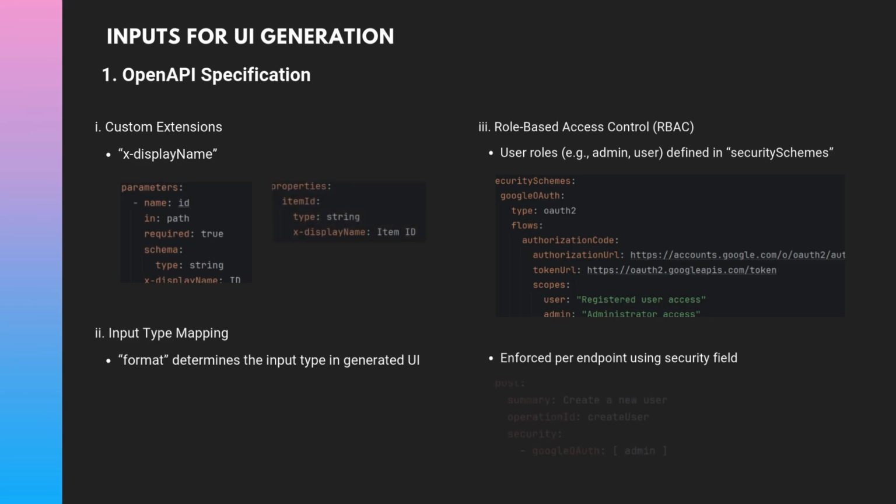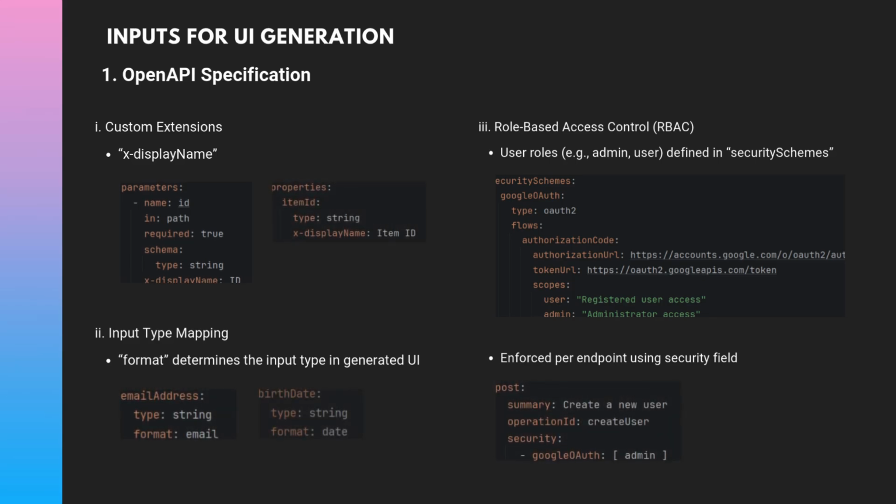Let's start by looking at what drives our UI generation. Everything begins with the OpenAPI specification. We read endpoints, schemas, and authentication scopes, and we also support helpful extensions like display names and role restrictions to enhance the UI behavior.